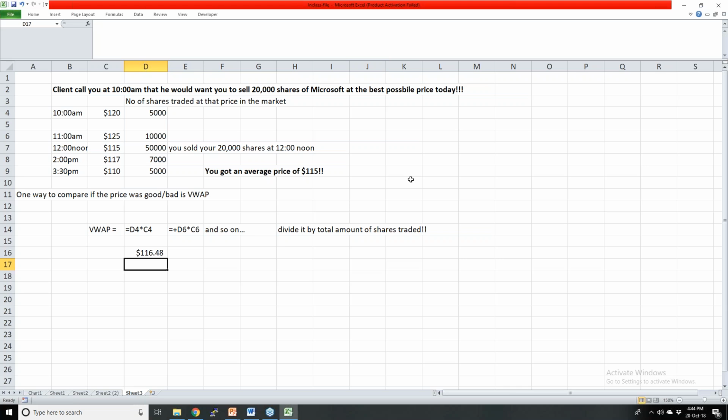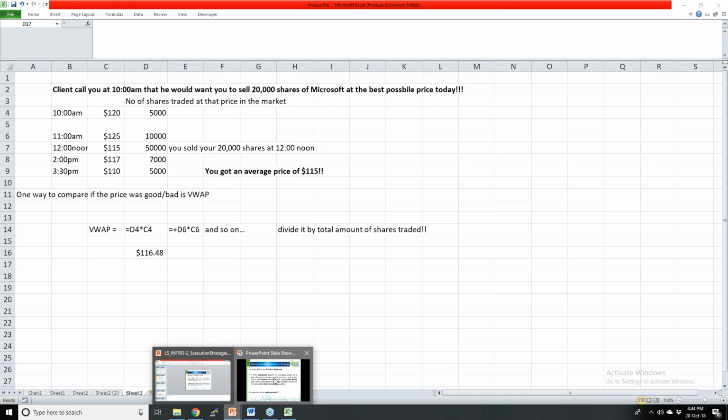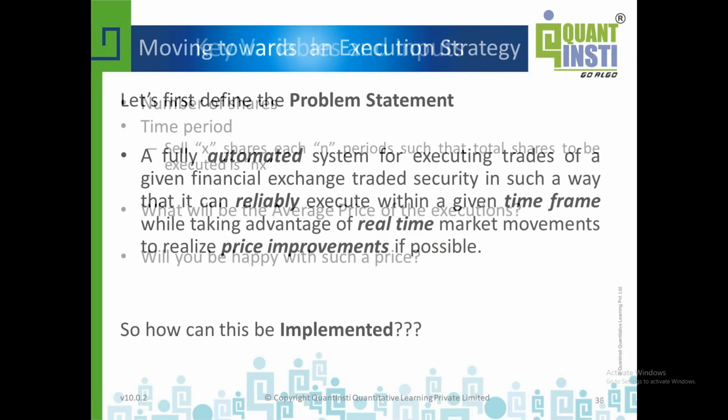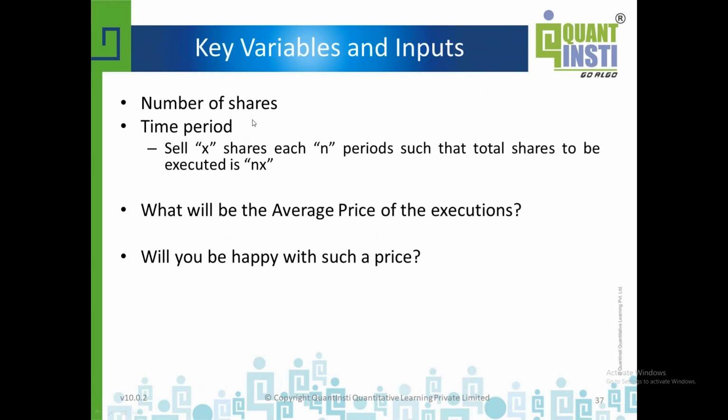Now, how will the dealers use the benefit of VWAP to execute the orders of the client? This is a good question. So first of all, I'll just explain that in a minute. This is clear: X shares each and P is the total share.